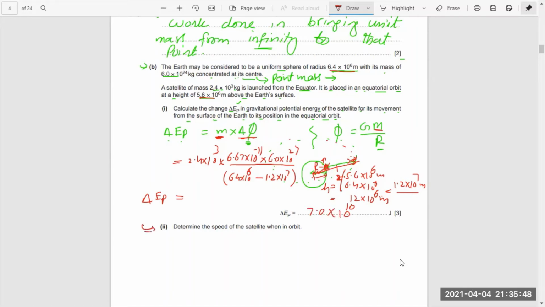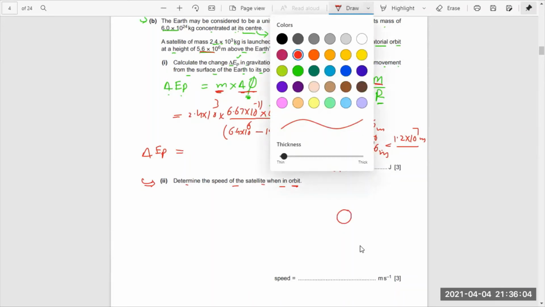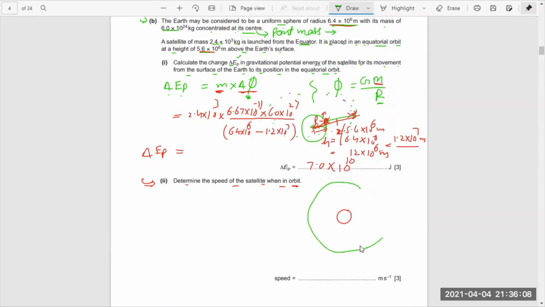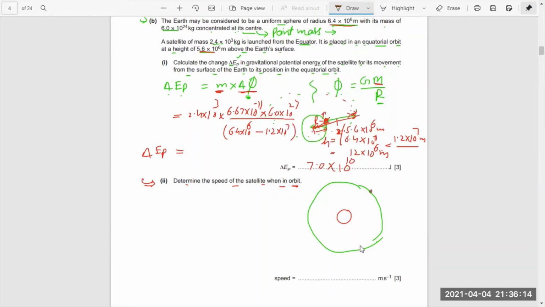Then he gives us the second part of the same question. Determine the speed of the satellite when in the orbit. So to get the speed of any satellite in any orbit, we know that if this is the Earth and around the Earth we have a satellite, this is the satellite which is revolving around the Earth. It is at a certain height above the Earth's surface.